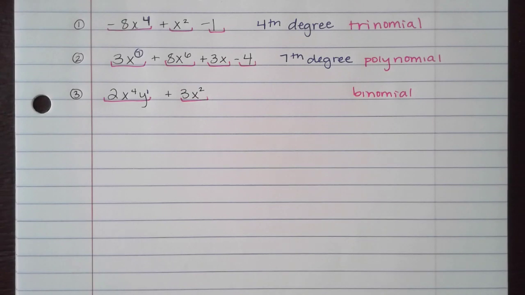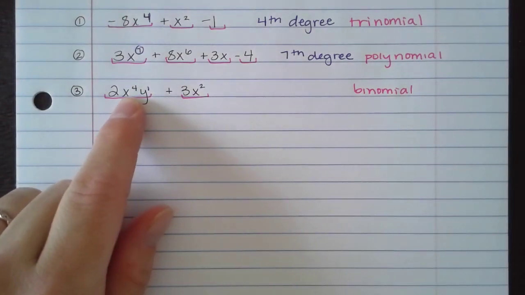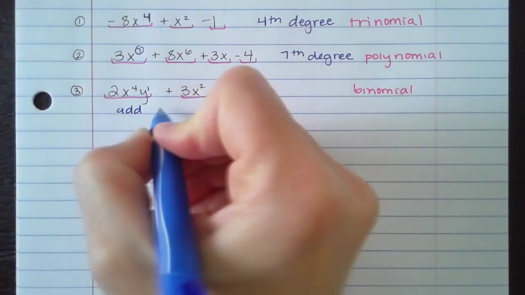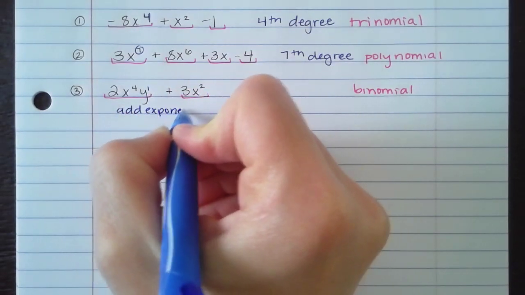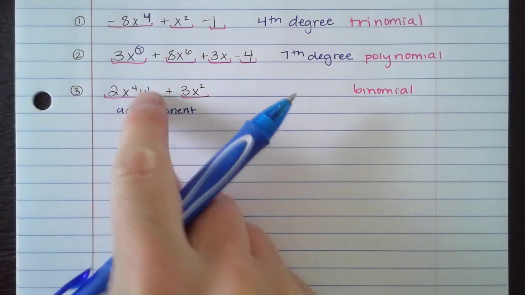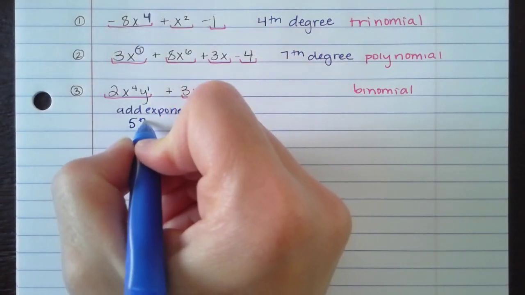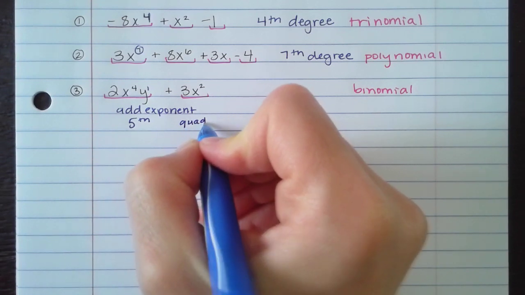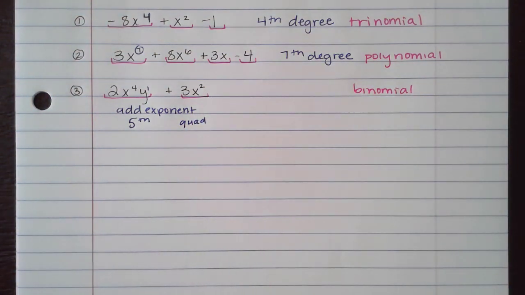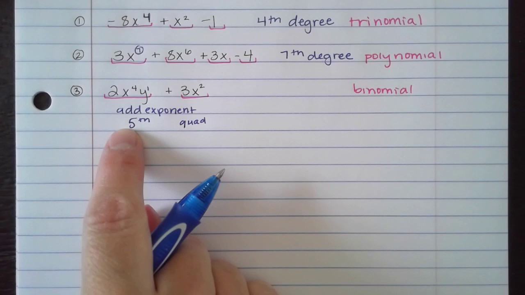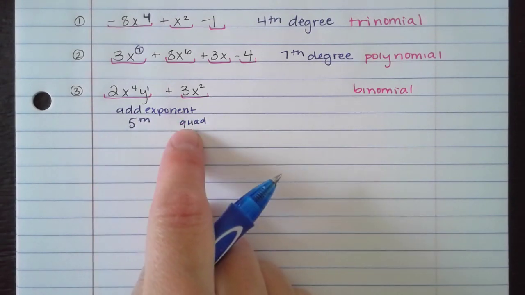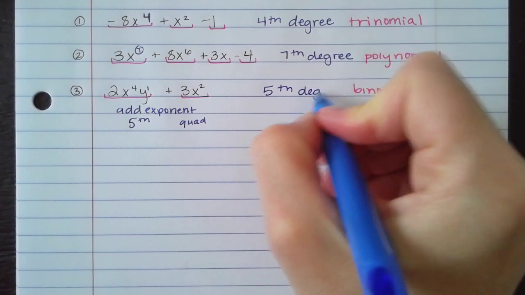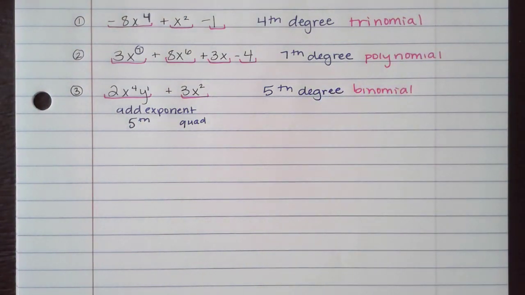So what happens when we have multiple exponents? In this case, you just add them. You're just going to add the exponents when there's more than 1 in a term. So in this case, there's a 5th degree, and in this case, there's a 2nd degree, or it's quadratic. But you always use the biggest one. So which exponent is bigger, 5 or 2? And so this is a 5th degree because you use the biggest one.